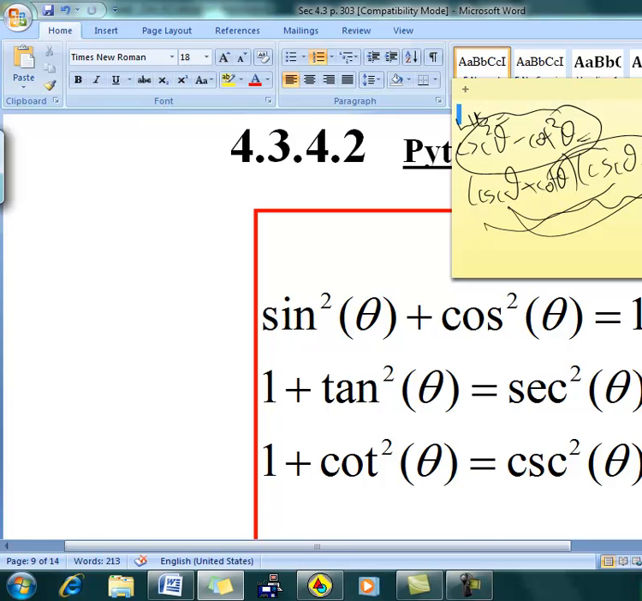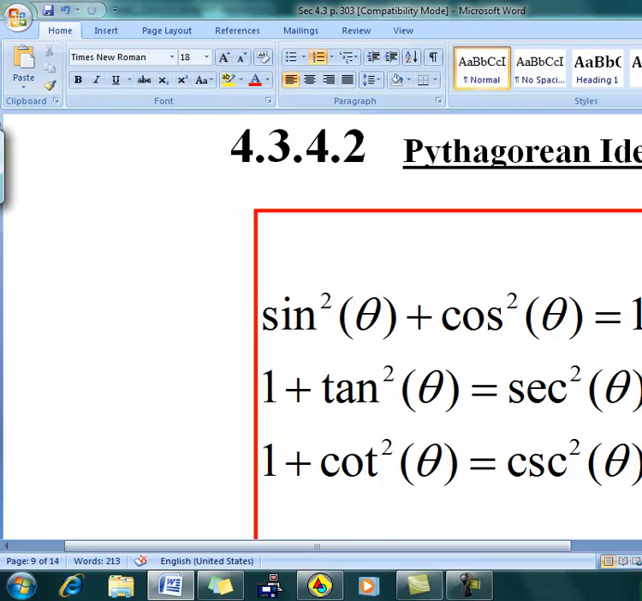You do not, for example, say this is equal to 1, is equal to 1, equals 1. You do not say that. That equals 1 doesn't show up till the very last step. Is everybody with me on this? Okay. Let's move on.